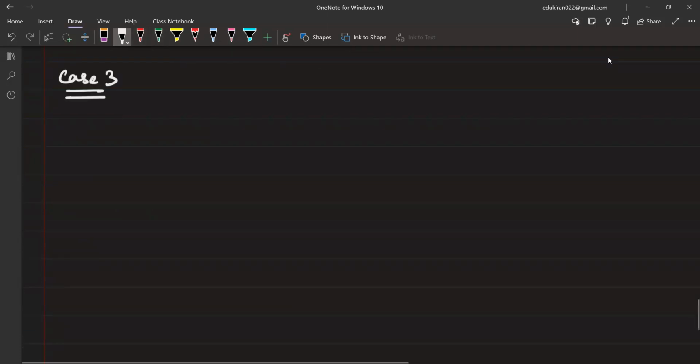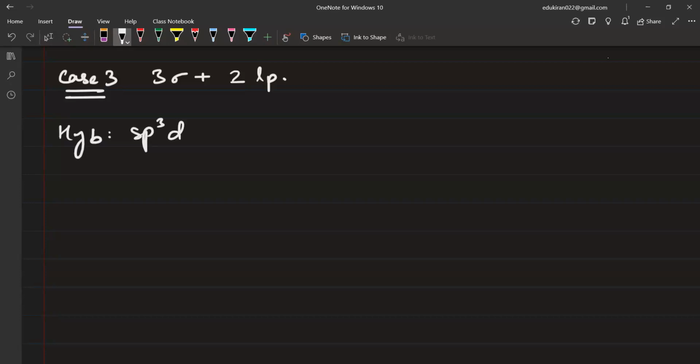In case 3, we will be having 3 sigma plus how many lone pairs for steric number 5? How many lone pairs will be there for steric number 5? 2 lone pairs, right? Very good. Sorry, not 2 sigma, my bad. 2 lone pairs. Now, if we have steric number 5, then the hybridization is still going to be sp3d, and the electronic geometry will still be trigonal bipyramidal.